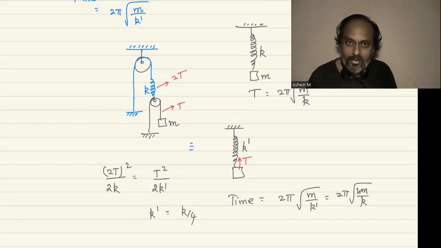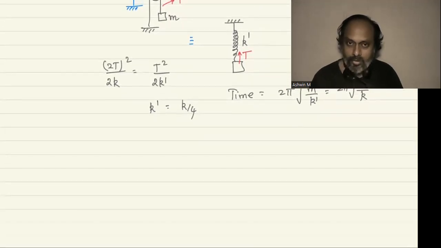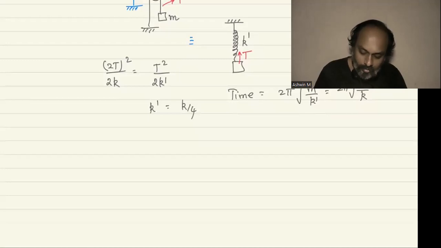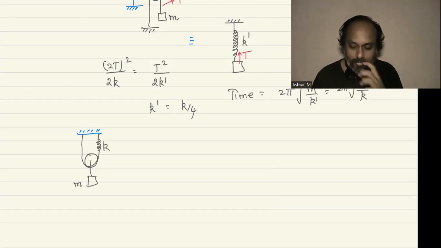So likewise, I can even do for one more arrangement. So you see, I'll give you an arrangement here. So you can in fact very quickly now get the expression for the time period of oscillation. So let's say you have a scenario where there is a pulley and you have a spring over here, and this is connected to a block of mass m. That spring constant is k. You have to find the time period of oscillation.